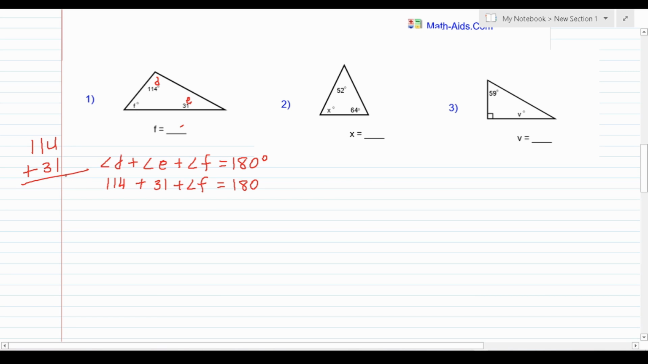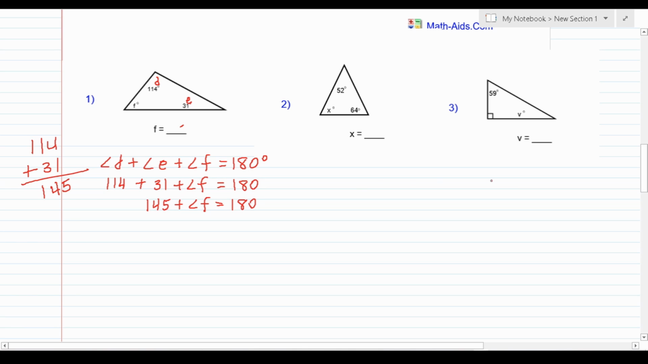Okay, 4 plus 1 is 5. 3 plus 1 is going to be 4. 1 plus nothing is just 1. So, in other words, 114 plus 31 is 145. Again, that's plus F equals 180.